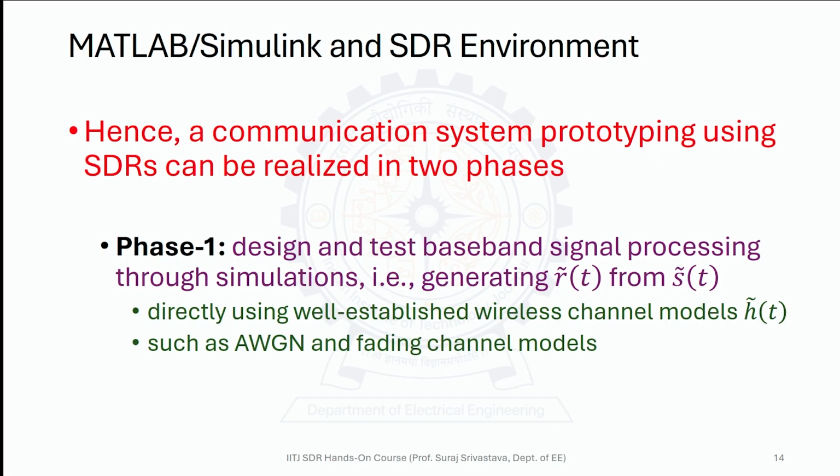And there are many well established wireless channel models available in the literature, such as the simplest one, the additive white Gaussian noise channel, and then there are wireless fading channel models. So, there are many existing well established wireless channel models which one can use to obtain R tilde t from S tilde t, and one can completely work in simulation to design the baseband signal processing algorithms.